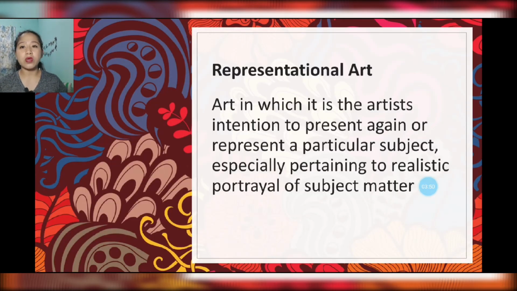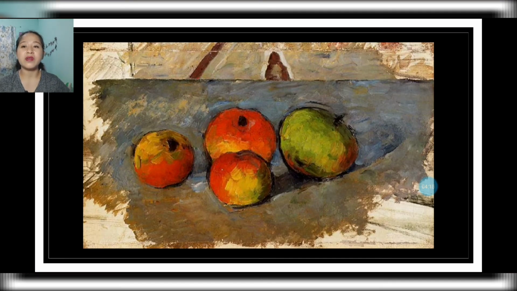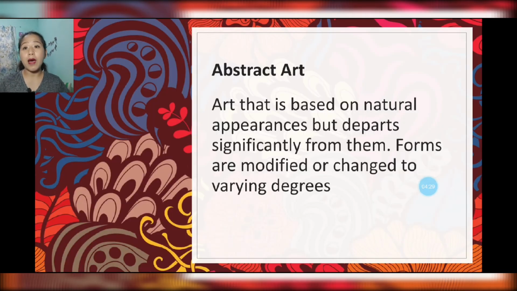Now, we are going to encounter the different kinds of arts these artists produce. So we have the representational art. Art in which it is the artist's attention to present again or represent a particular subject, especially pertaining to realistic portrayal of subject matter. So I have an example here, okay? Alright, this representational art represents something, okay? So there's a meaning behind this work of art. That's representational art.